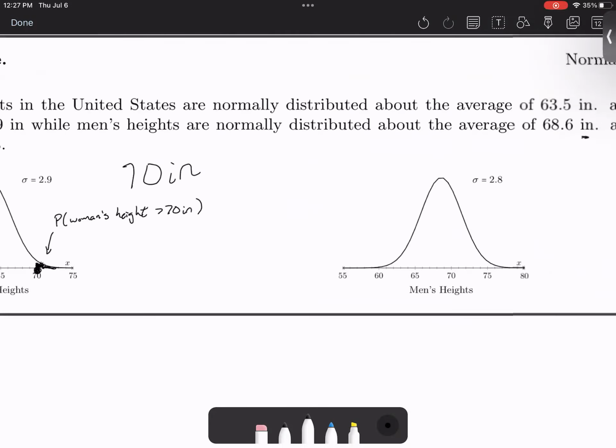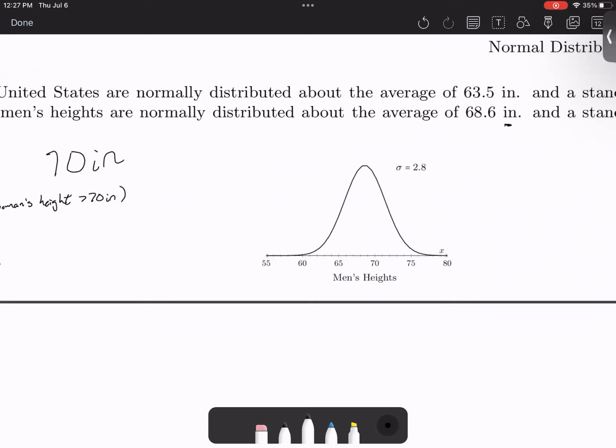But what if a man was 70 inches tall? Because the average height of men is shifted to the right at 68.6 inches, a man measuring a height of 70 inches is really not that far away from the center. It's not that surprising at all.